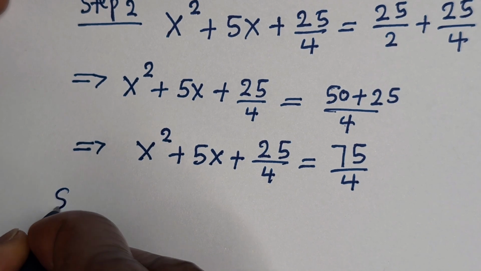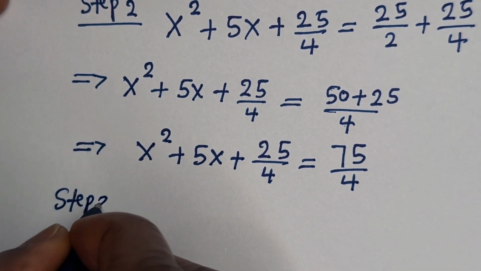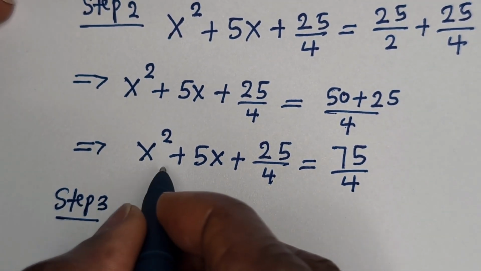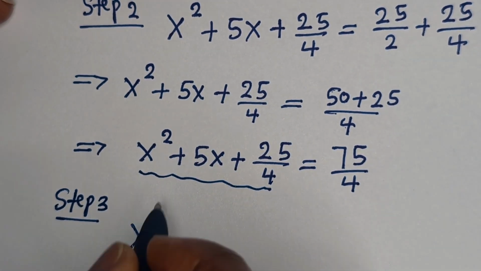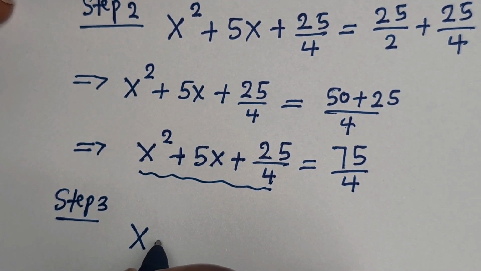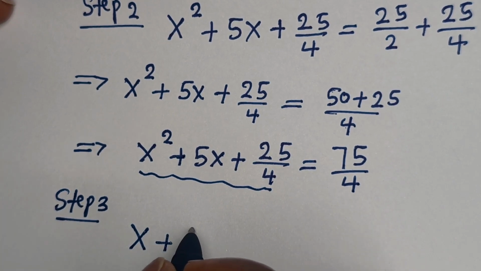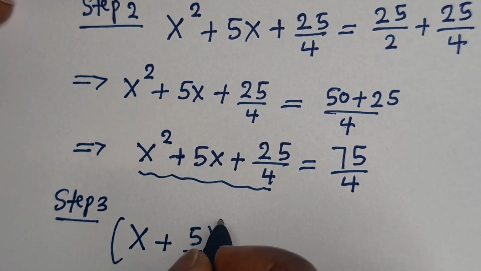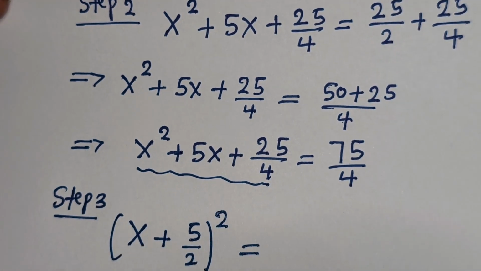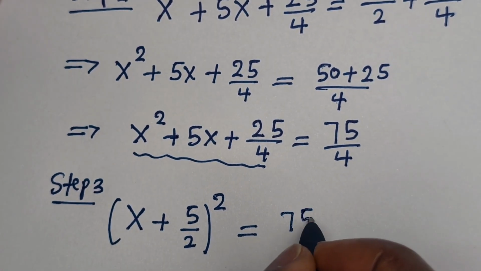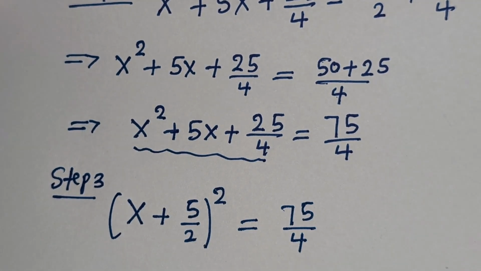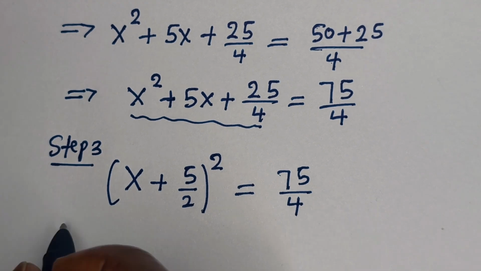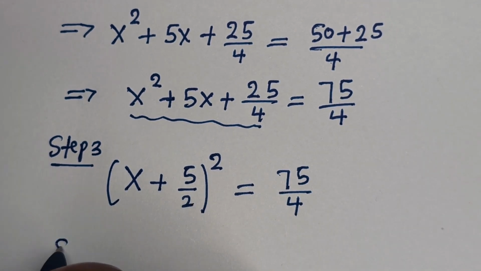Then step 3. The whole of this is the same thing as x plus 5 over 2 all squared is equal to 75 over 4. The sign here is positive, plus. If you expand this, you are going to get the whole of this.